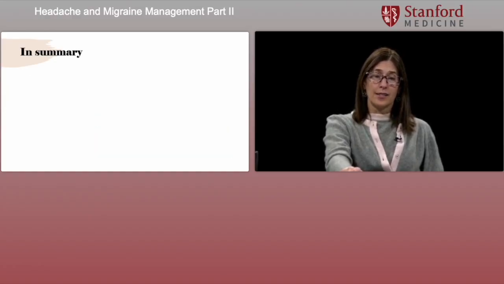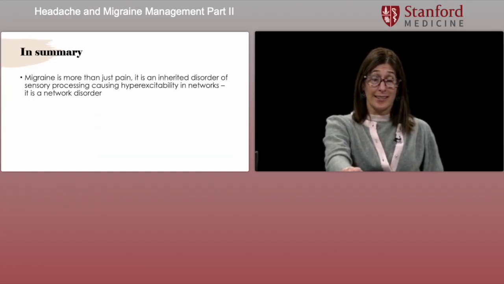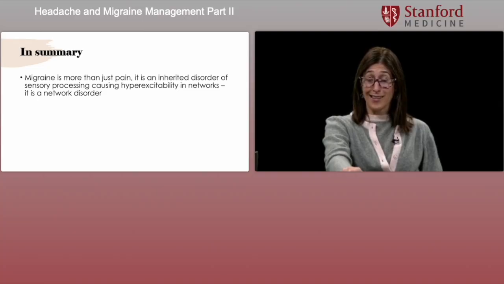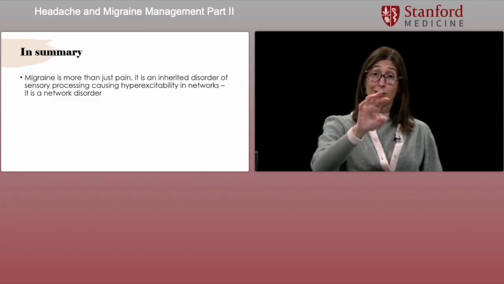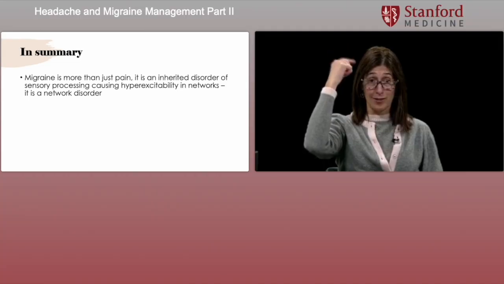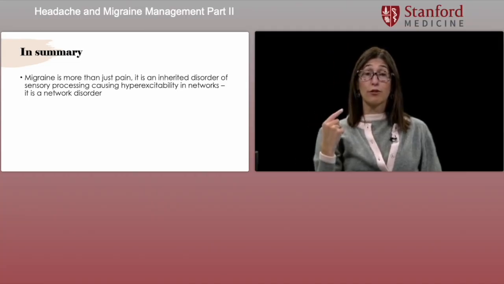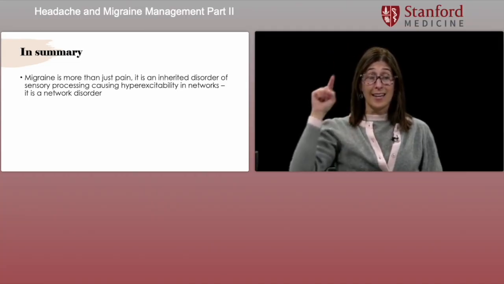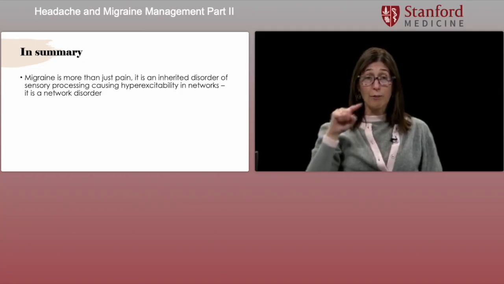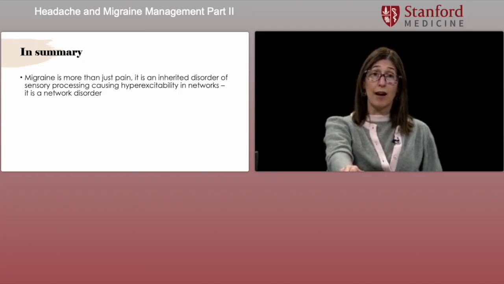All right, so in summary, before we hit the questions, we're going to have a lot of time for questions. Migraine is more than just pain. It's an inherited disorder of sensory processing that causes hyperexcitability in networks. And I think of it as a network disorder. It's also a feedback loop between the cortex or the central nervous system and the peripheral nervous system where the nerves lie. And disrupting that feedback loop and calming down that feedback loop is a big part of how we try to tackle migraine and treat migraine.